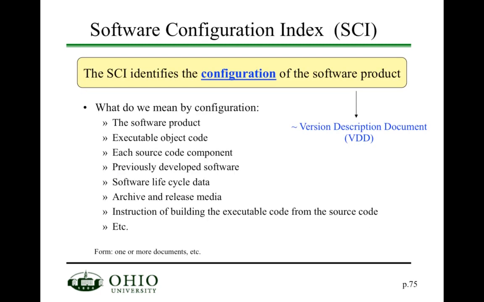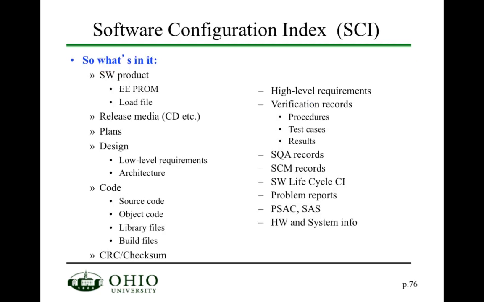And finally, the software configuration index. Here it tells you what configuration we're in. So we may have different version numbers for all of the lifecycle products. This includes the software product itself, the executable, every source code module, any form of previously developed software. We need to identify what the current configuration of this is. And here you see a little bit more detailed layout.